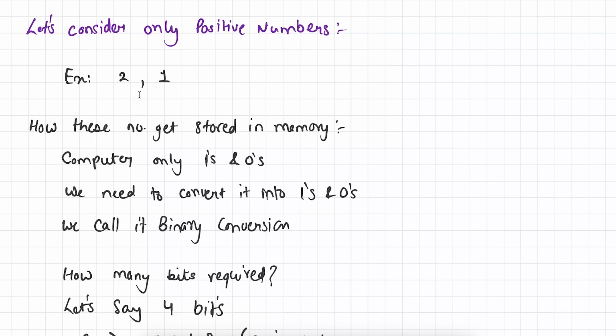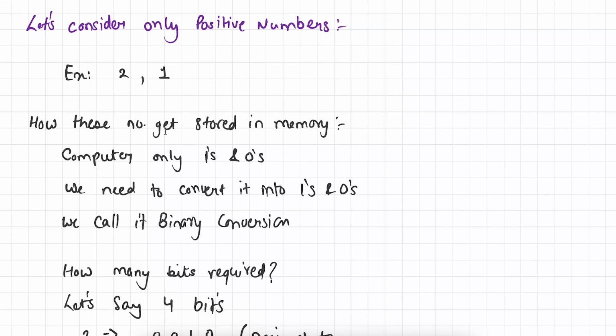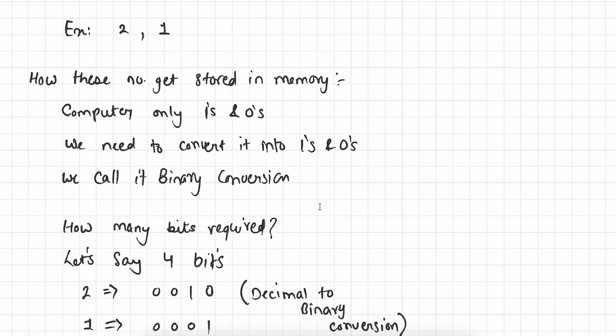So for example, we have 2 and 1. How do 2 and 1 get stored in the memory? Is it going to be stored as it is, or do we have to convert it? Obviously we have to convert it, because the computer does not understand what 2 and 1 are. The computer only understands ones and zeros. So we have to convert the values of 2 and 1 into ones and zeros. Now the question is, how many bits do we require to convert this number into binary?